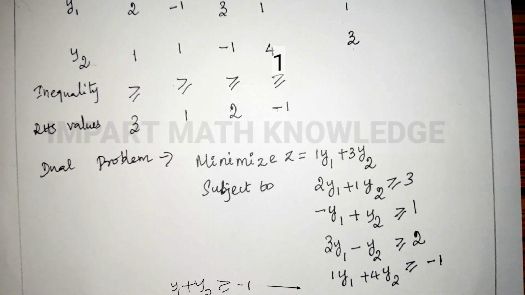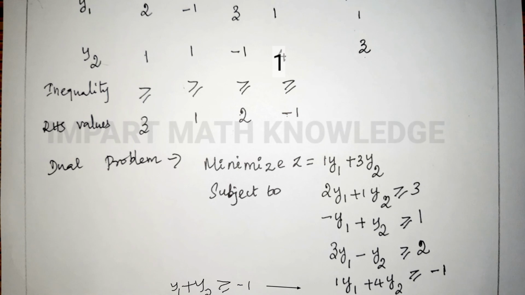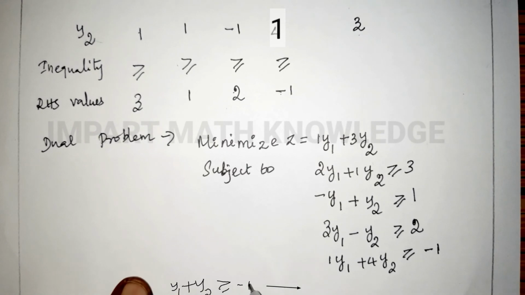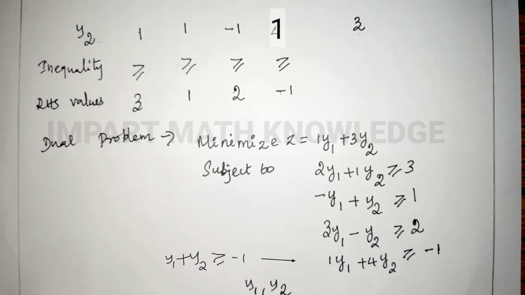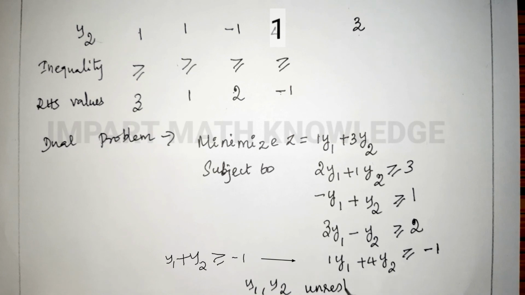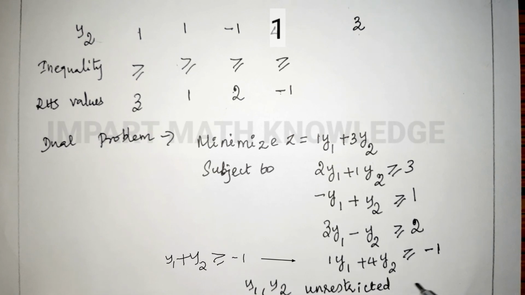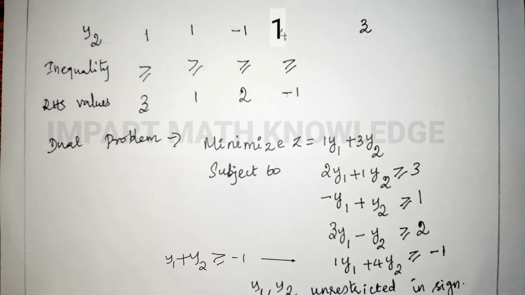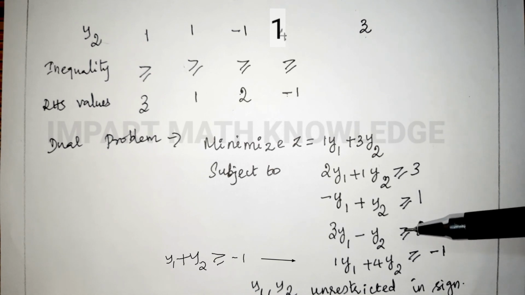And the non-negativity condition is, in the primal problem we have two conditions. For both the conditions you have equality form. In the dual problem we have two variables, so both the variables are unrestricted in sign. The non-negativity condition is y1, y2 unrestricted in sign. So whenever you have equality in the condition, you have to be very careful in writing the non-negativity condition in the dual problem.